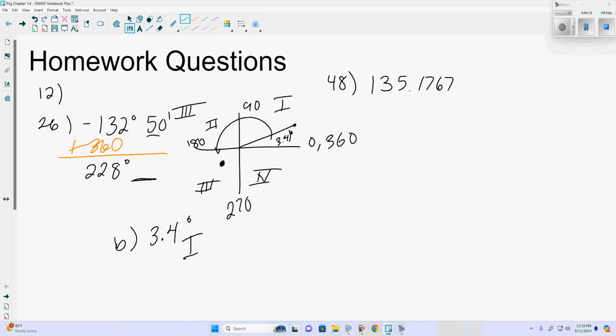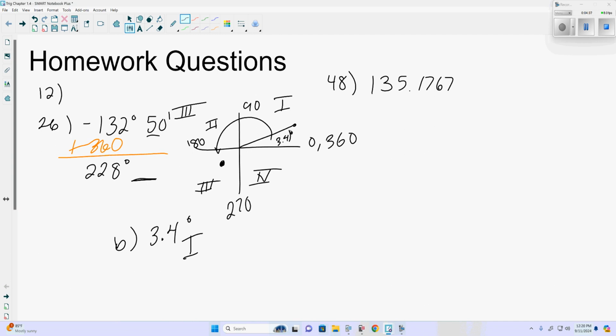Questions on 26? A is quadrant 3, B is quadrant 1. Not yet. 12 is next. We're ready to look at 12.